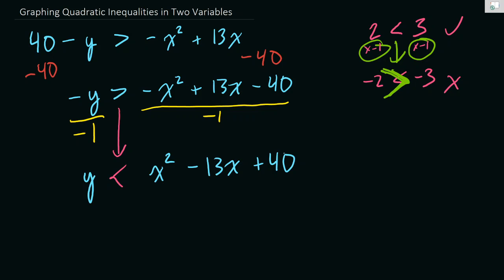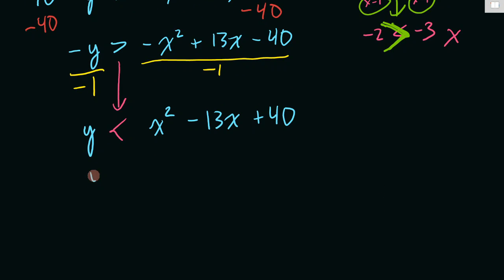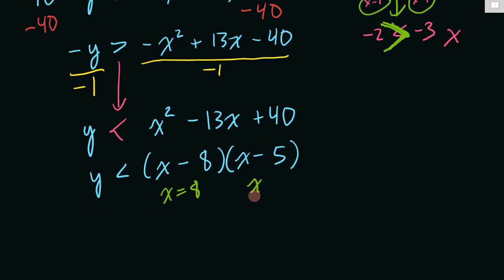Now this one looks like it's going to factor really nicely for us, and sure enough it does. This is going to be two things that multiply to 40 and add to 13, and those numbers are 8 and 5. 8 times 5 is 40, and 8 plus 5 is 13, and since it's a negative, we're just going to put negative and negative there and there. Okay, now that gives us our two x-intercepts. This gives us x equals 8 and x equals 5, the two zeros of our quadratic.